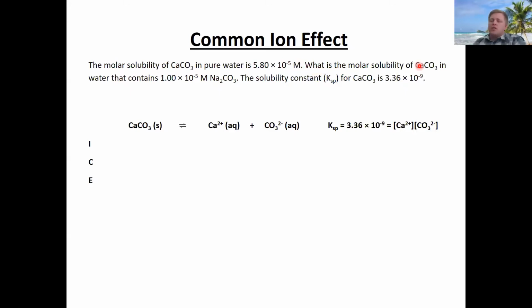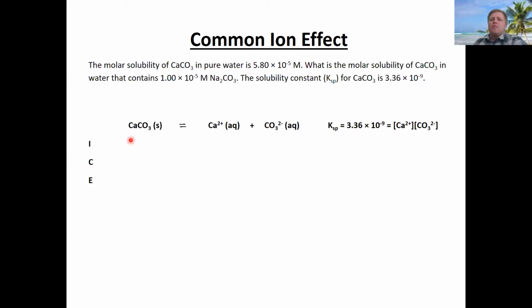Now let's figure out what the molar solubility of calcium carbonate is in water that contains 1 × 10⁻⁵ molar sodium carbonate. So again, the solubility constant for calcium carbonate is 3.36 × 10⁻⁹. I've already written some of this problem out. We still have the same reaction, where calcium carbonate is going into water, forming the calcium ion and the carbonate ion. And we still have the same equation for Ksp, where we have 3.36 × 10⁻⁹ equal to the concentration of calcium and carbonate ions. And of course, here we're still going to do an ICE table.